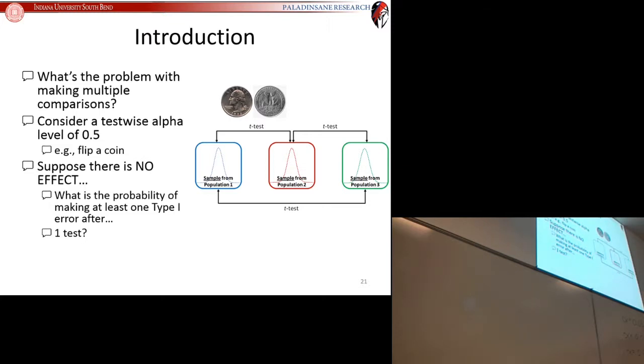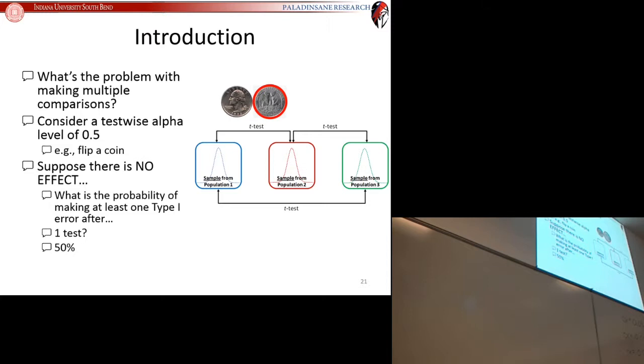There's a 50-50 chance, so we've got a 50% chance of making an error. So after one comparison, we have a 50% chance of making an error. And that's okay, because that was our test-wise alpha level that we set. We set a test-wise alpha level of 50%. So far, so good. The problem arises for the next few comparisons.